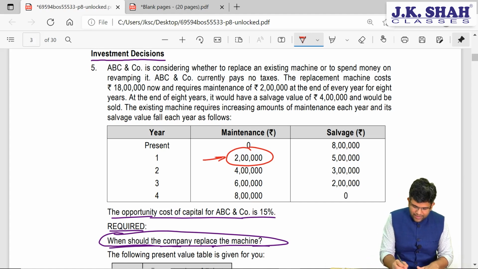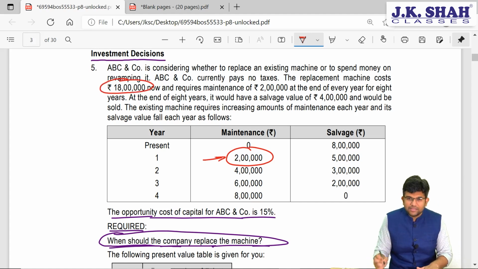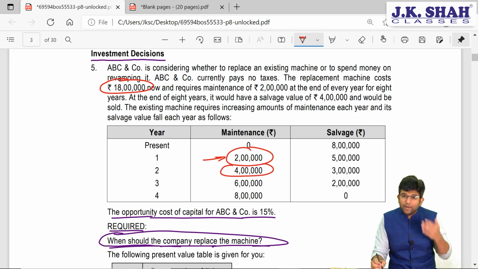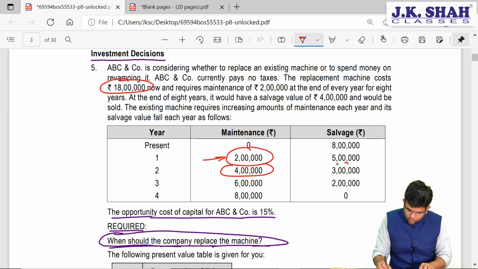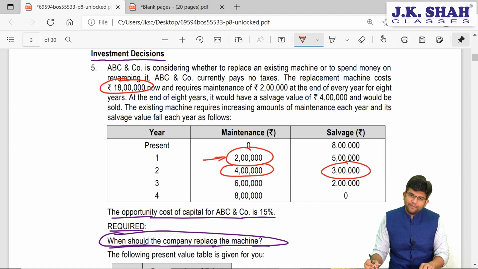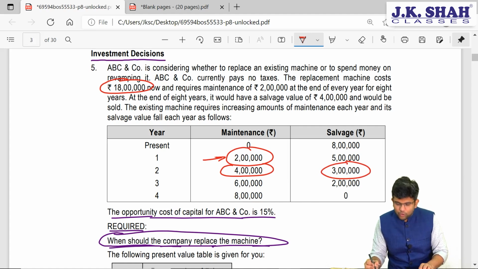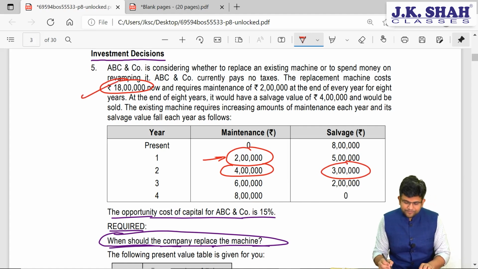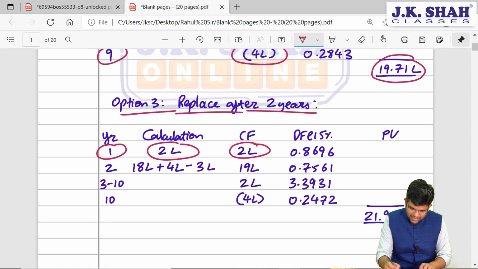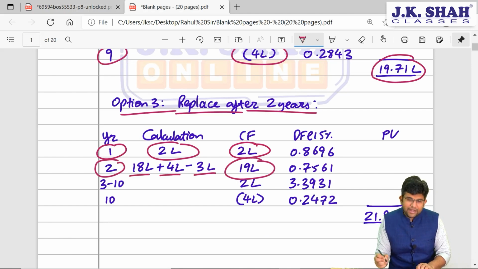In year 2, can I say you have to spend 18 lakhs now to purchase the new machine. You will have to spend another 4 lakh to maintain the existing machine for the second year. And then when you sell off the existing machine at end of year 2, you will get 3 lakh rupees back. So the cash flow at end of year 2 will be 18 lakhs plus 4 lakhs minus 3 lakhs, correct? End of year 2, 18 plus 4 minus 3, 19 lakhs.